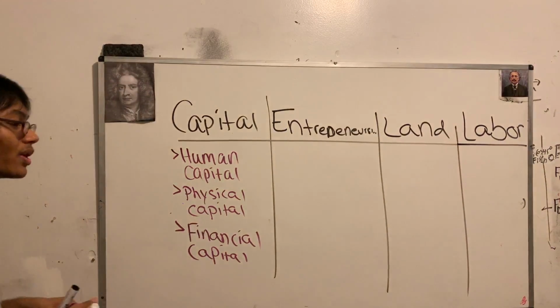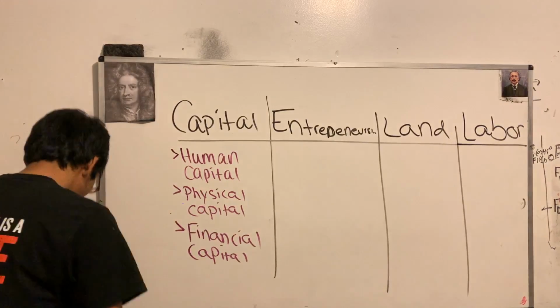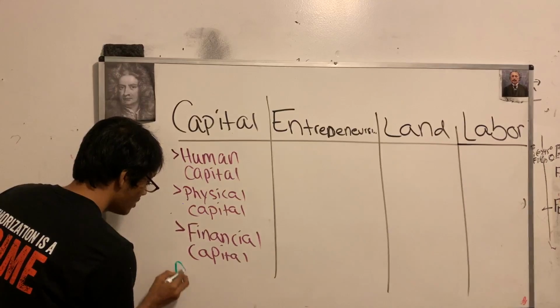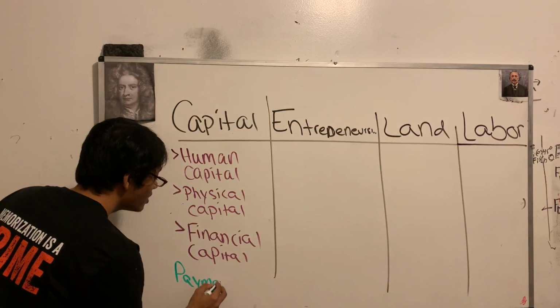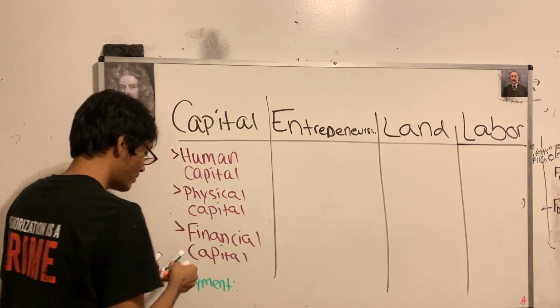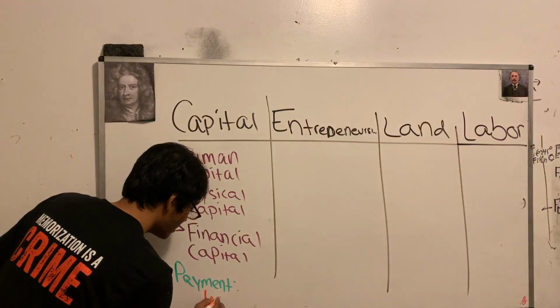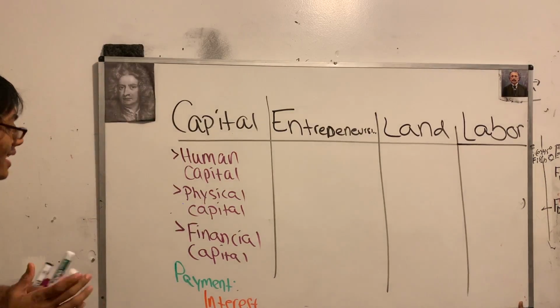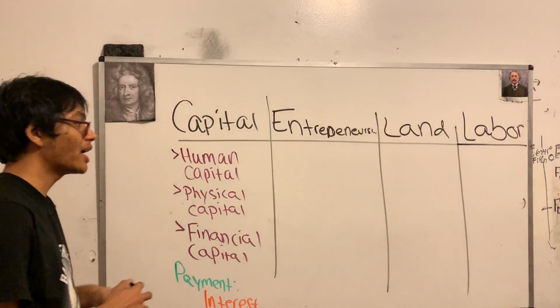Now, tell me, what is the payment system? What type of payment do you want for capital? Interest. It's interest, because you need the money to increase. Okay. Now, next up is entrepreneurship.